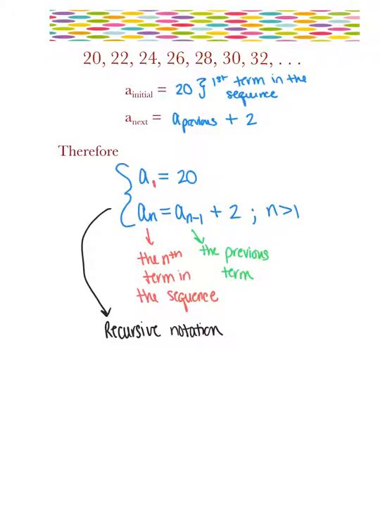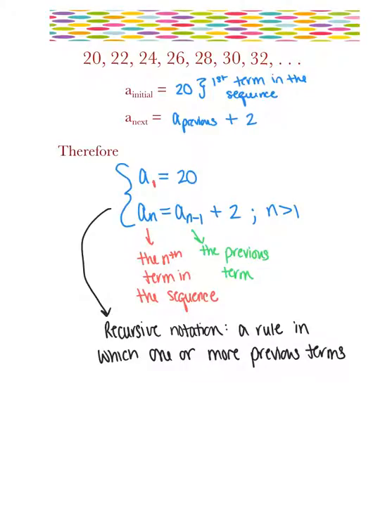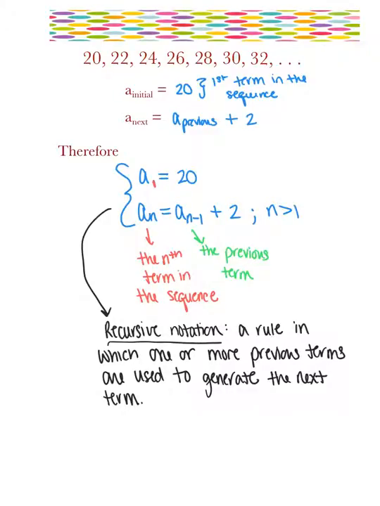And it's a recursive notation because it is a rule in which one or more previous terms are used to generate the next term. So that's what recursive notation is. It's a rule where you're using previous terms, one or several previous terms, to generate the next term.